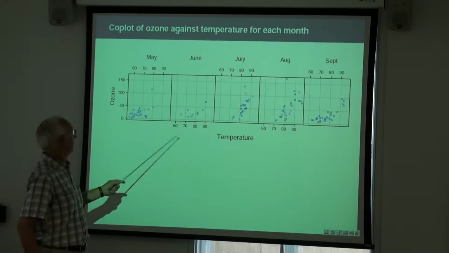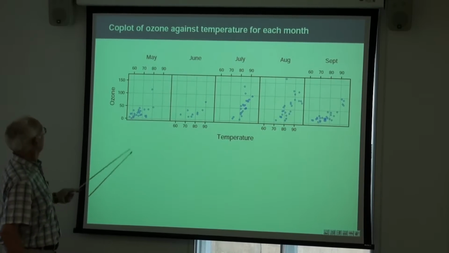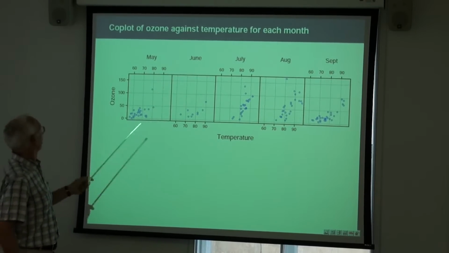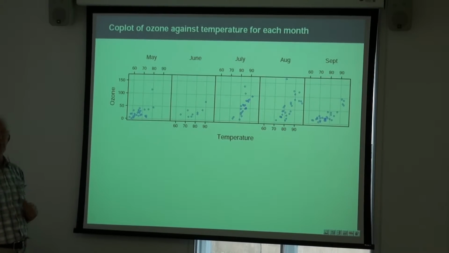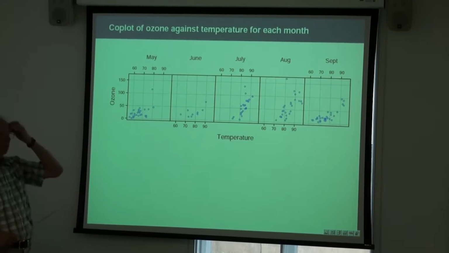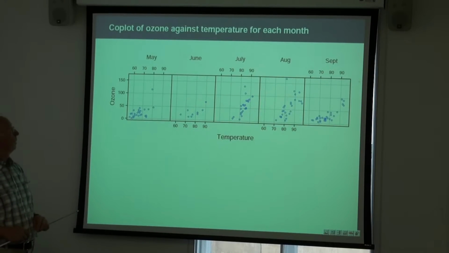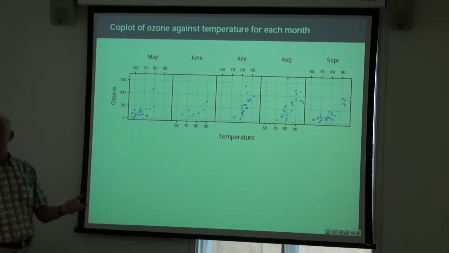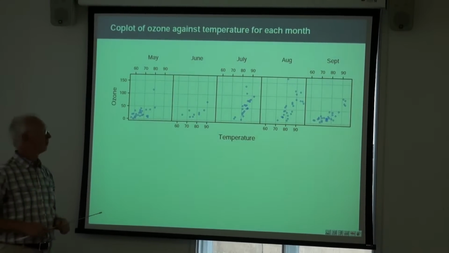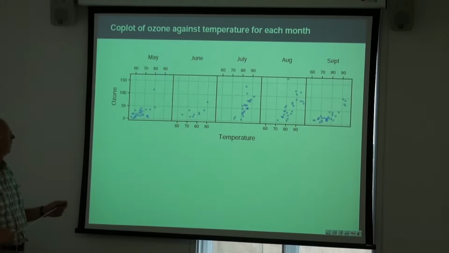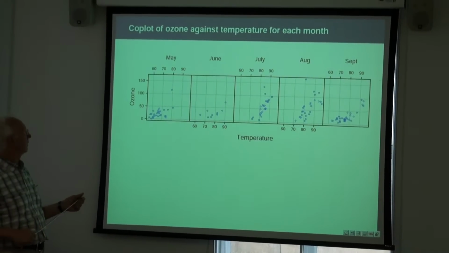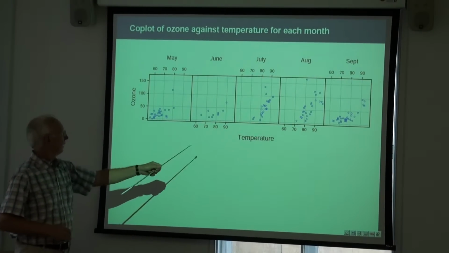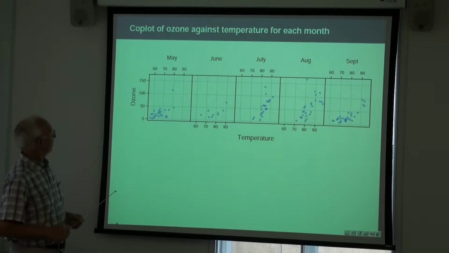So the temperature on the x-axis in each little panel is a month. The ozone's on the y-axis. So I've got 5 scatter plots, but they're plotted in sequence like this. And so co-plot means conditional. It means I'm plotting ozone against temperature conditional on months. It means for each month. If you're interested in the language of random variables, it's ozone against temperature given month.